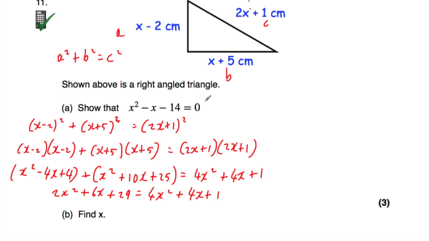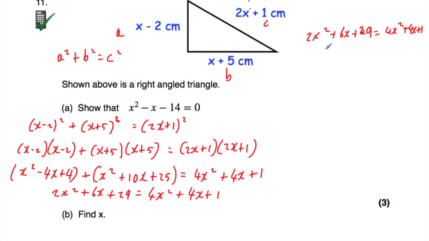Now ideally we'd like this to equal 0, so what I'm going to do is take away everything from the left hand side so that we get 0 equals. Because we've got 2x squared and 4x squared, to me it makes sense to leave the x squareds on the right hand side, so let's bring everything over to the right hand side. So let's take away 2x squared from both sides, and let's go up here and see what we get. Let's write it out again: 2x squared plus 6x plus 29 equals 4x squared plus 4x plus 1.